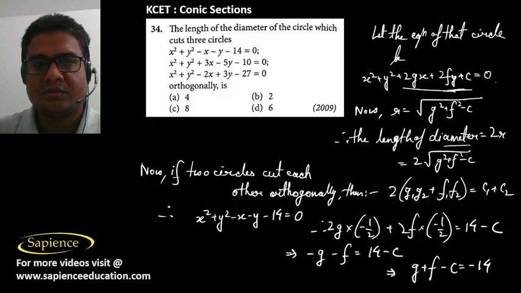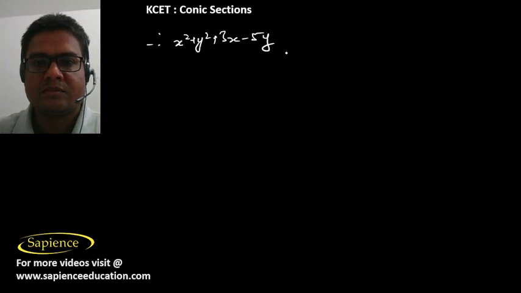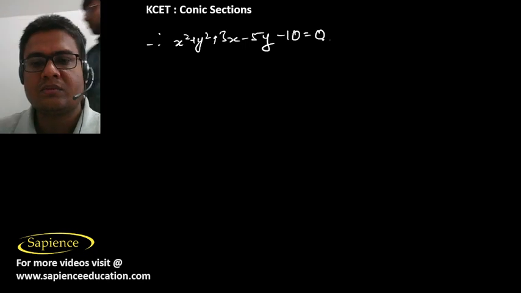Therefore x square plus y square plus 3x minus 5y minus 10 is equal to 0.